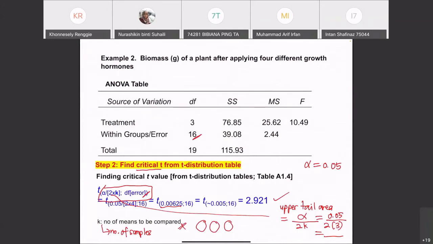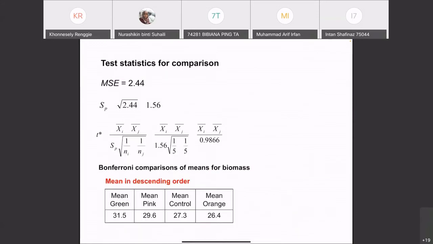Remember, this is the ANOVA table that you have to generate before you go into Bonferroni or Tukey tests. So in this case it is 16, and the T critical is 2.921. So that's how you find the critical T from the T table.